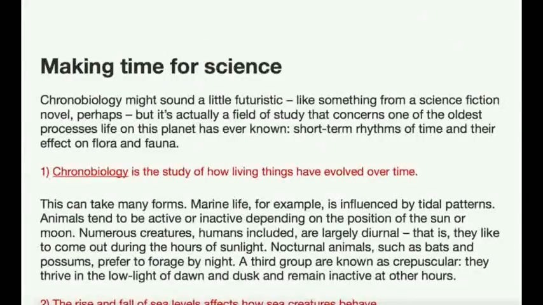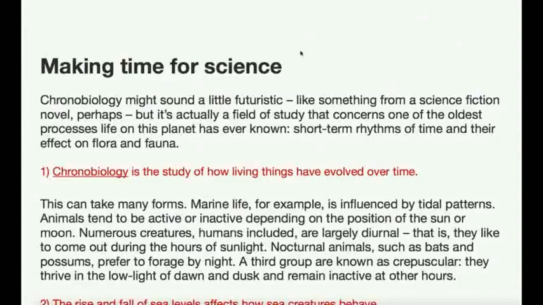Now, something important you should have noticed as we've been doing this IELTS reading true, false, not given exercise is the importance of synonyms. Now, synonyms are words or phrases that have the same meaning, exactly the same meaning or similar meaning to another word or phrase.